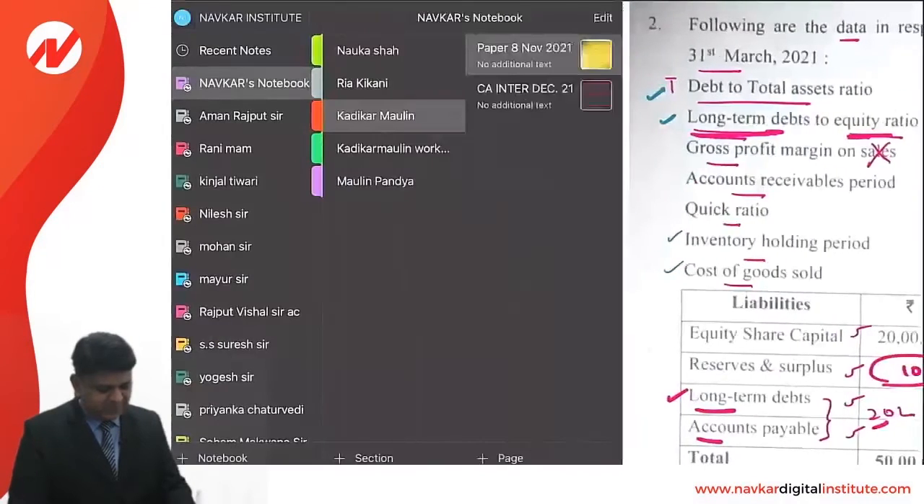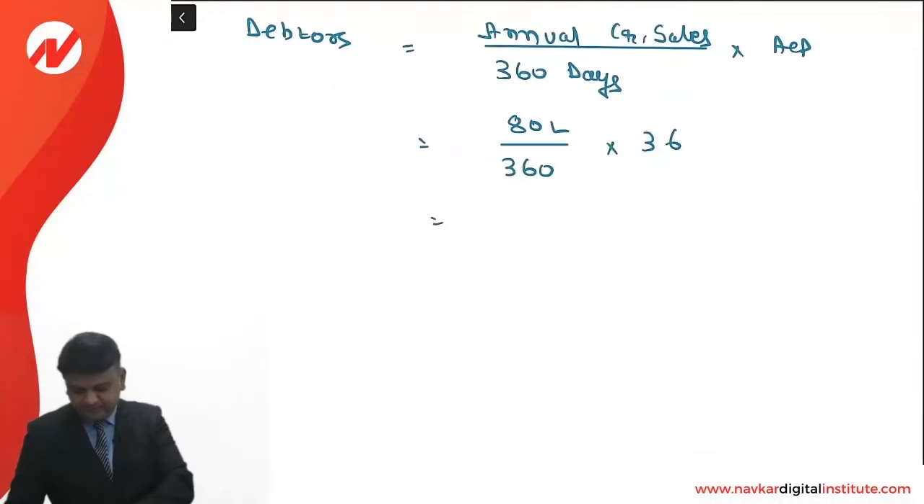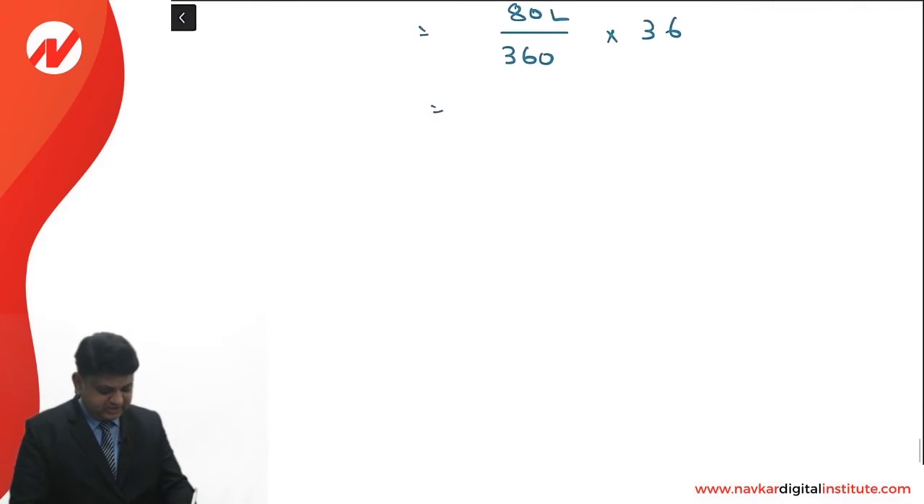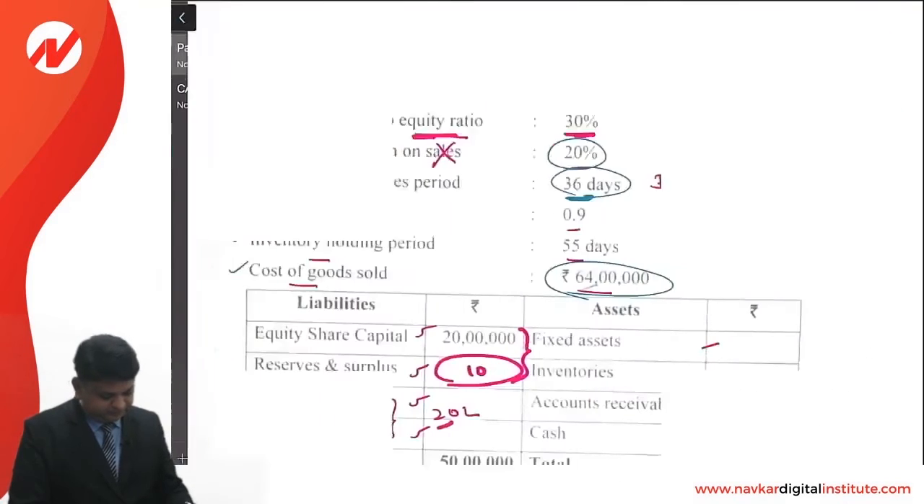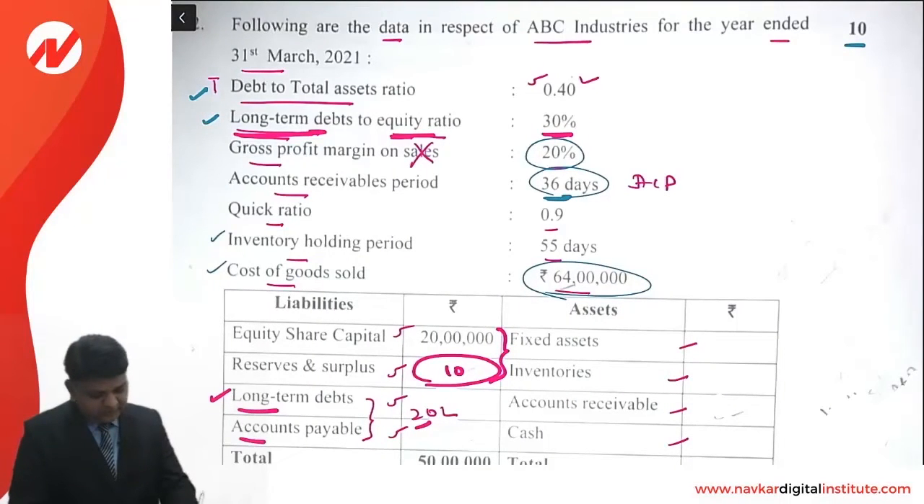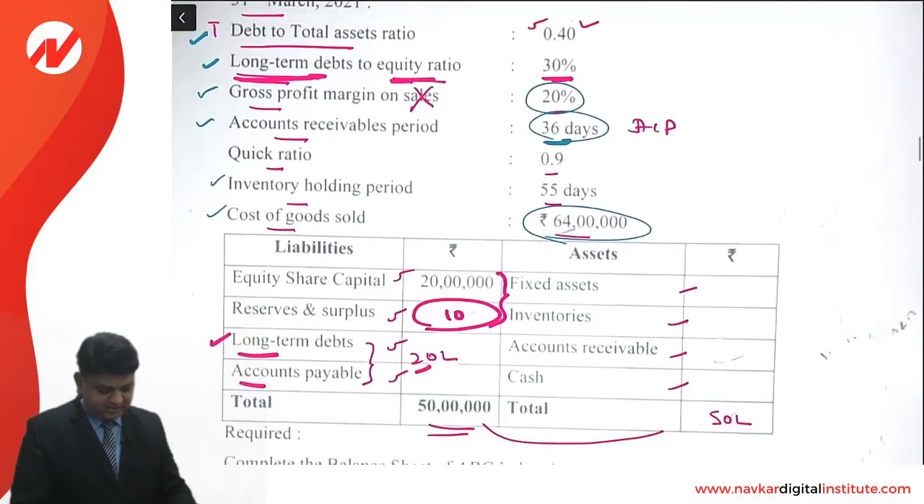So in that case, it is 1/10 only directly. 80 lakhs into 36 divided by 360, it is of course 8 lakhs of rupees. Okay. So we have used the information of the GP ratio. We have used the information about the debtors.